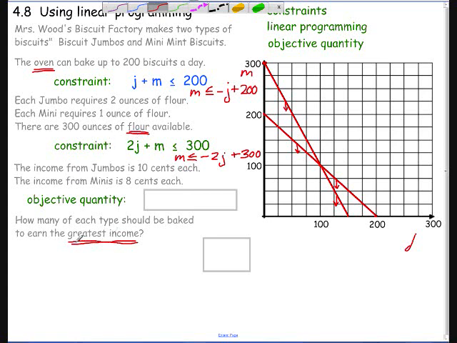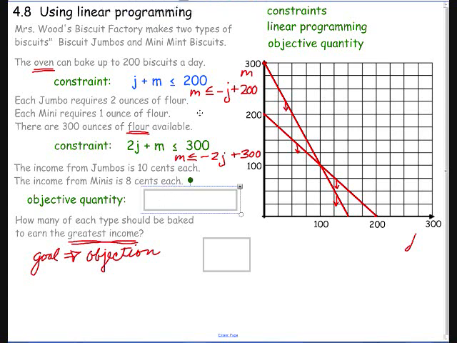What did we say she was trying to do? She was trying to earn the greatest possible income. Whatever the objective is, the goal, that's going to be expressed as an equation in our objective quantity. The income from jumbos, the income from minis, we're somehow going to put that together to figure out how to get the greatest income. So our objective quantity we're going to express as an equation. You'll see how we're going to use this in a minute.